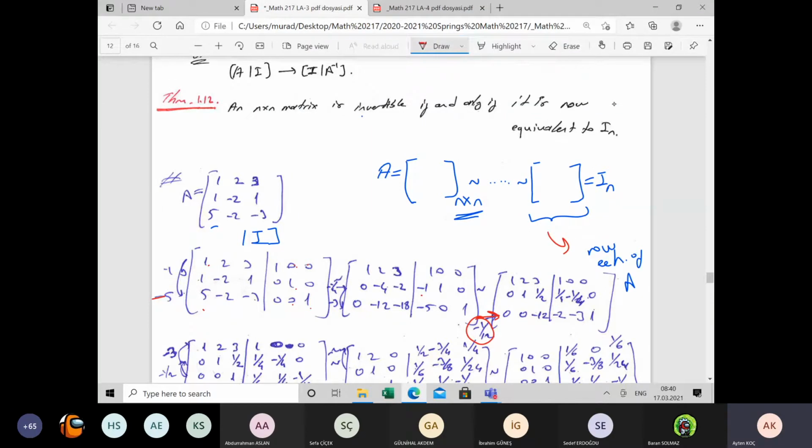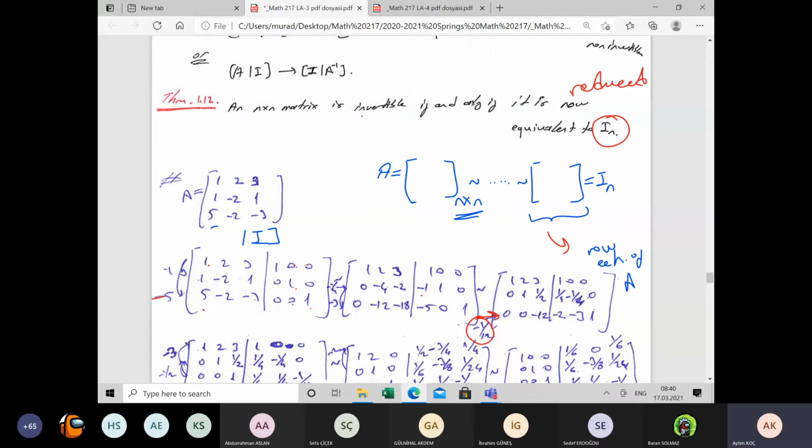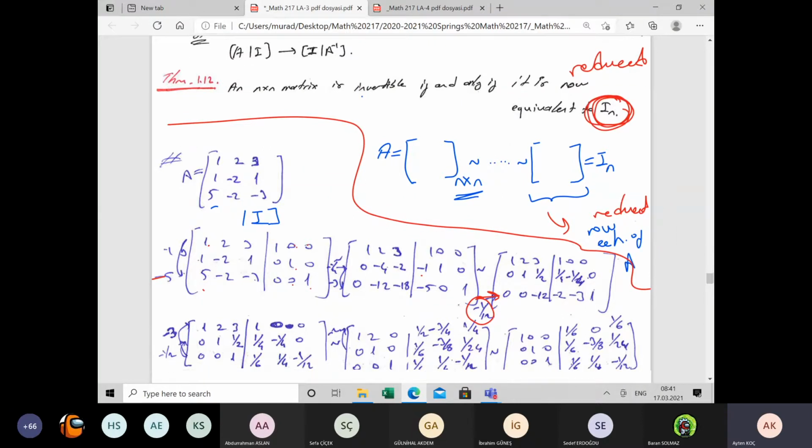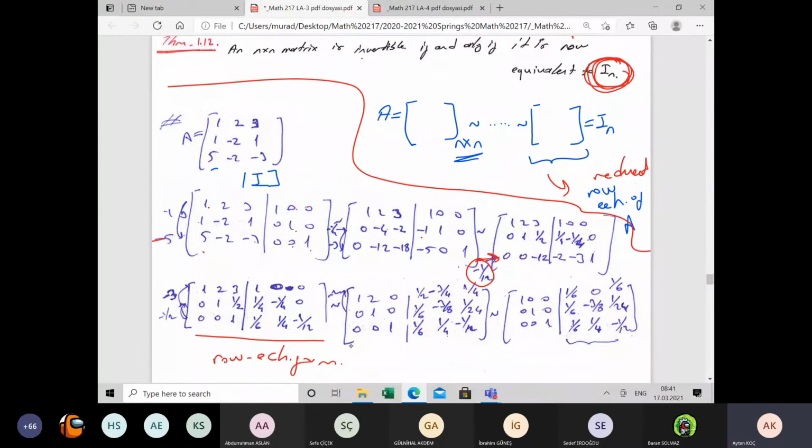This one should be the identity matrix, of course, in reduced row echelon form. This one is reduced row echelon form. It's okay. This one is true, because it is row equivalent to the identity matrix. But here, it's okay.